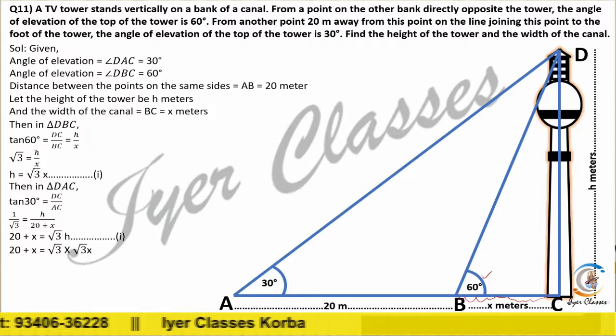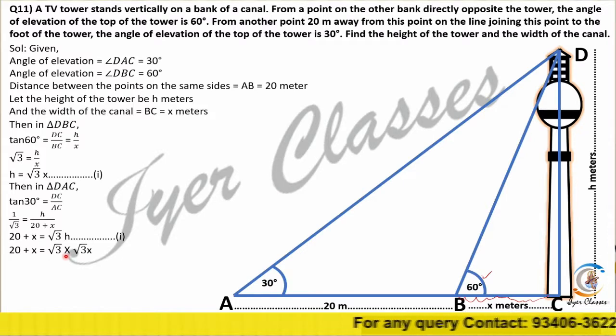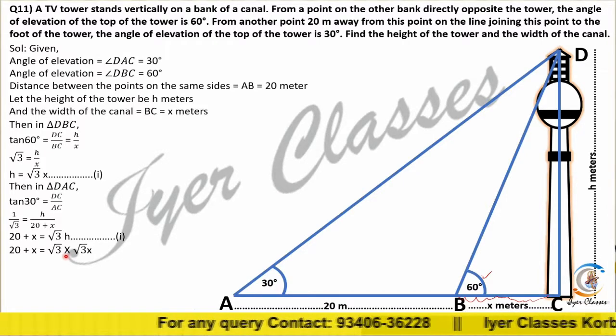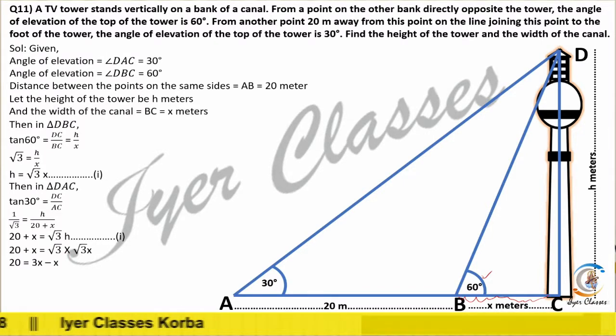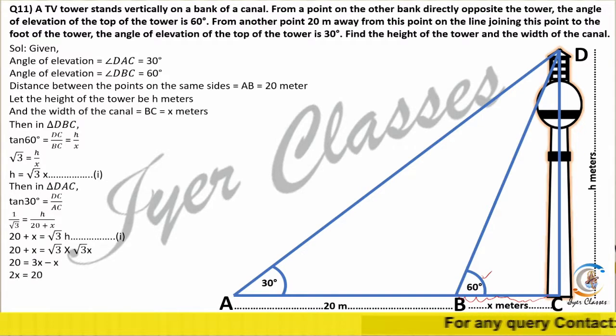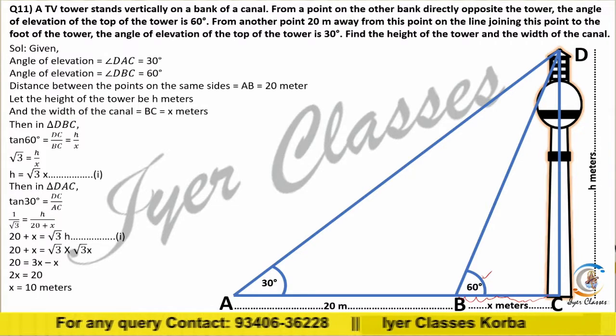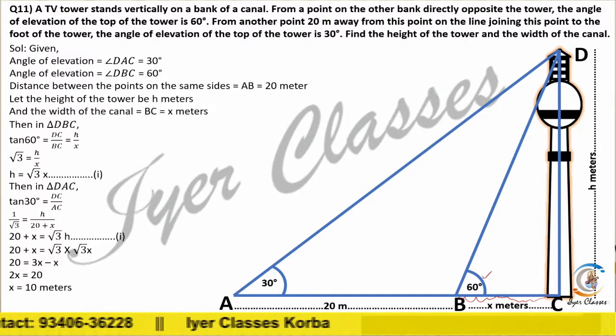You can see here 20 plus x is equal to root 3 into root 3 times x, right? So, it will give you 20 is equal to 3x minus x, because root 3 into root 3 is 3. So, you have calculated that 2x is equal to 20. So, x is equal to 10 meters. So, the width of the river is equal to 10 meters, right?